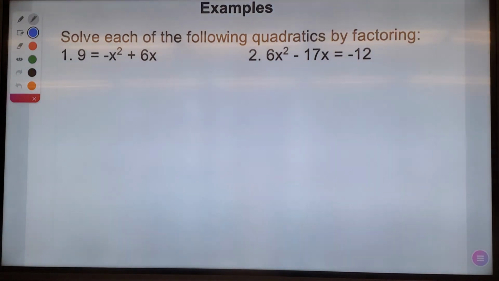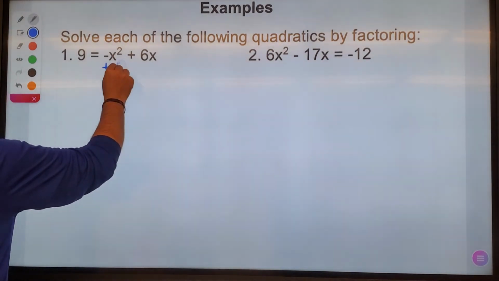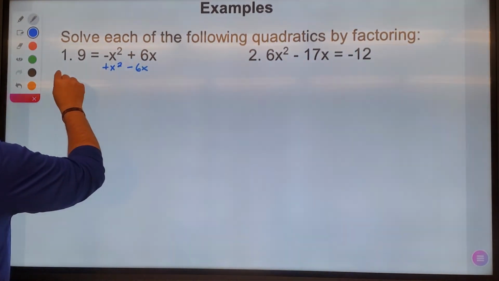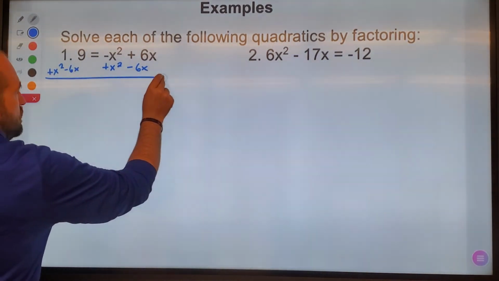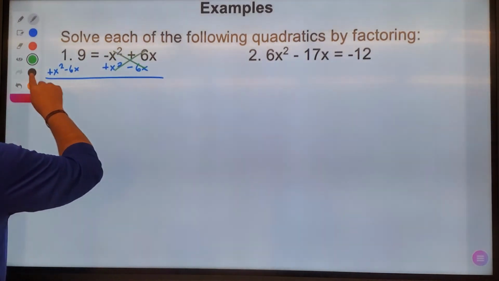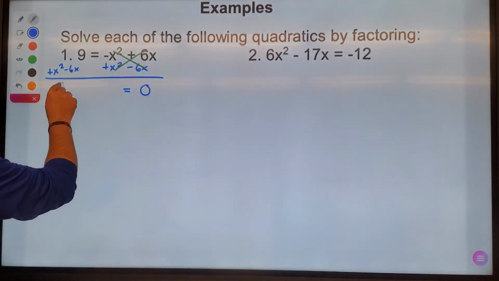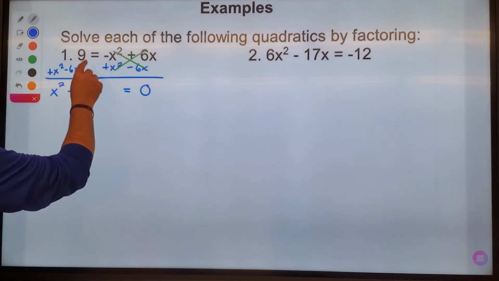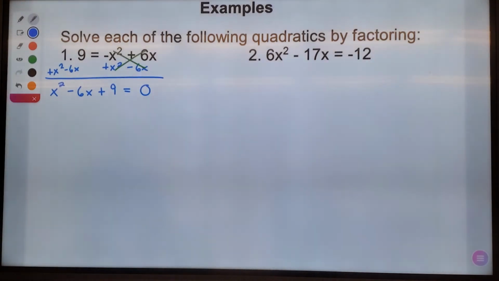So I'm going to take both of my items here on the right, and I'm going to shift those over. I'm going to do that by adding x squared, and I'm going to go ahead and subtract 6x at the same time. So this side, all that cancels and becomes 0. This side I have x squared minus 6x. That's a positive 9, so plus 9. Again, making sure that it's in standard form, the x squared term first, then the x term, and then the constant. And again, now I factor.